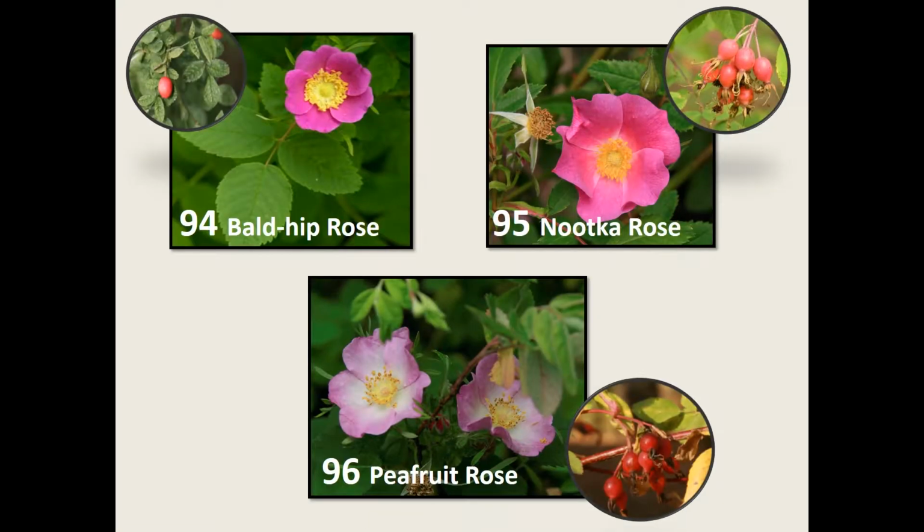We also have three species of native rose. They vary in preferred habitat, flower size, and shape of the hips. Roses can form thickets and so will need a lot of space to spread out.